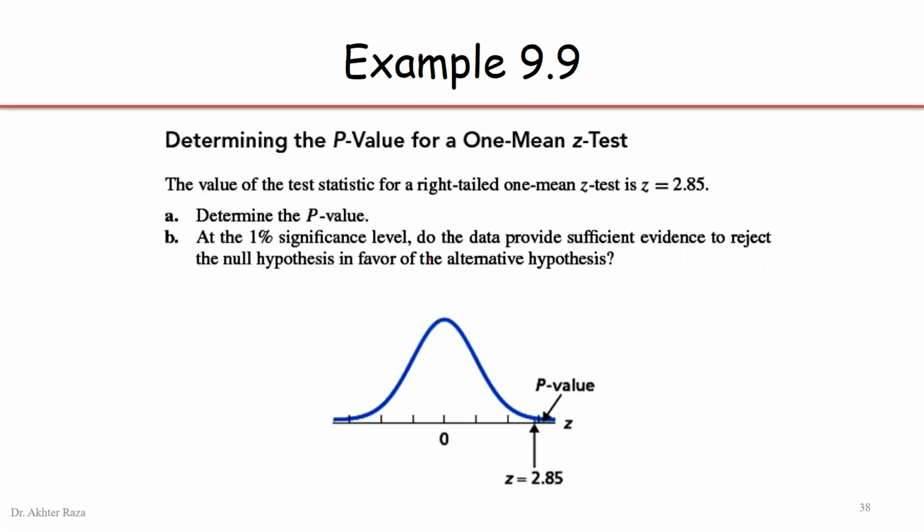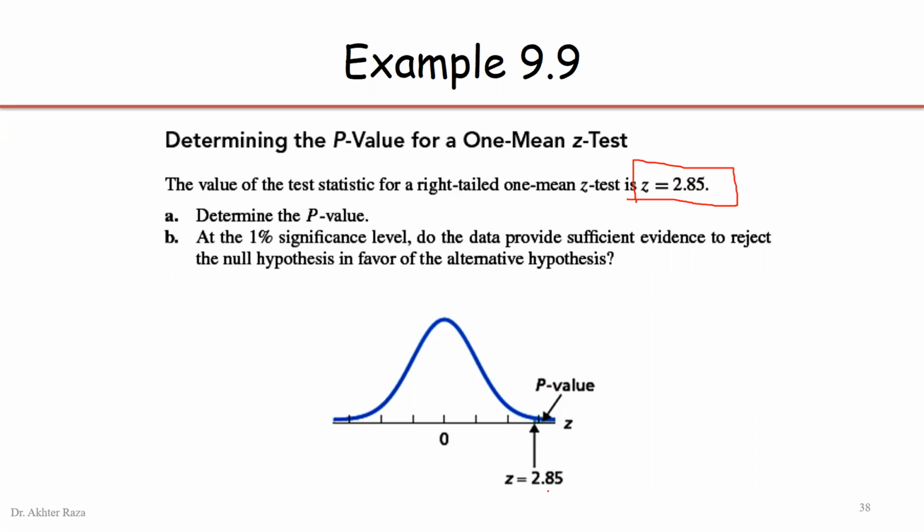In this example, we have to compute a right-sided p-value. Previously, we were obtaining a left-sided p-value. Here we are obtaining a right-sided p-value. Z is given to us. It is 2.85. 2.85 is looked up in the Z table and a probability is obtained. This probability is called the p-value.